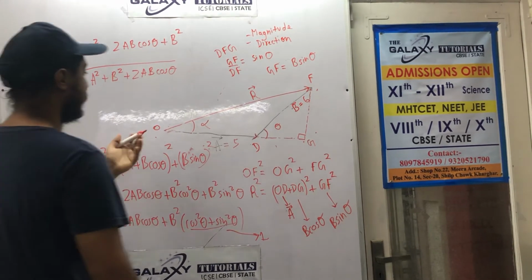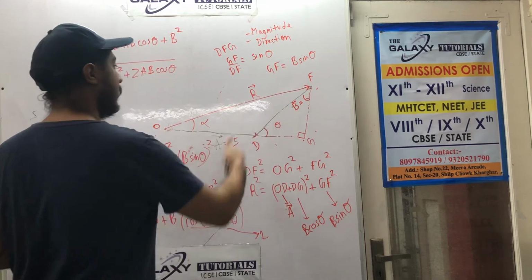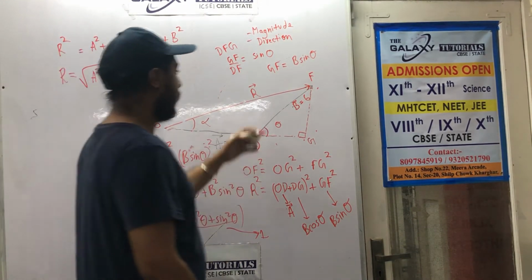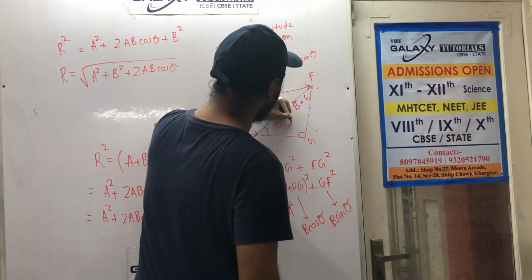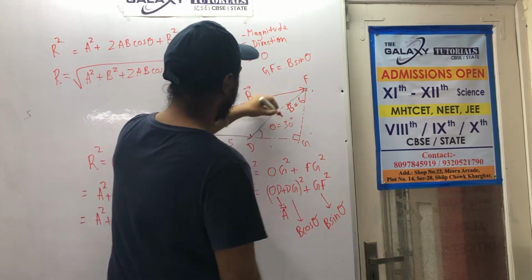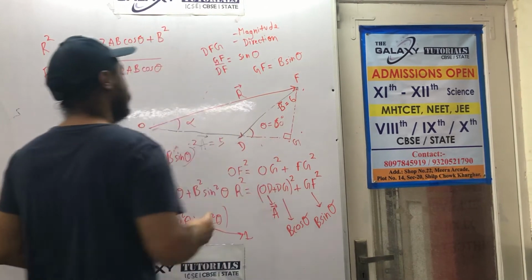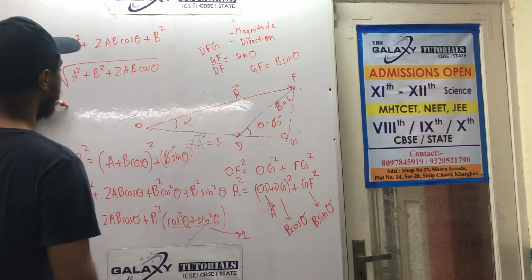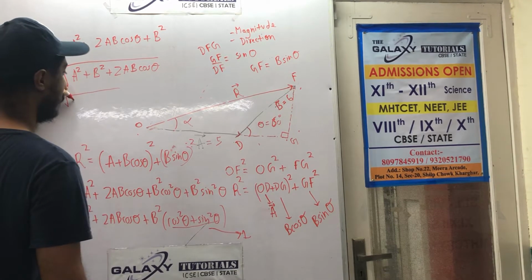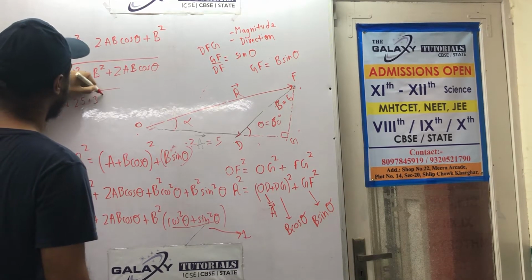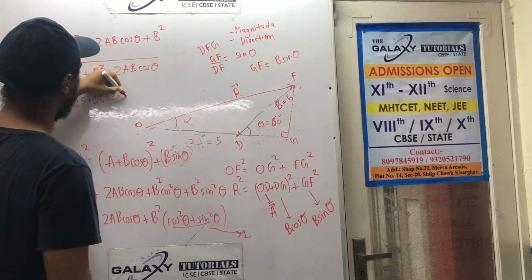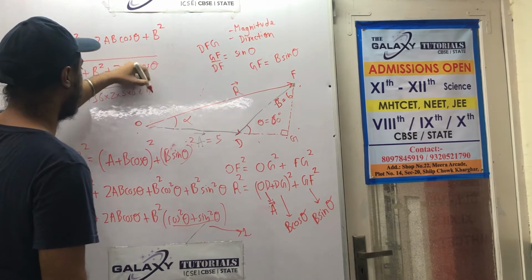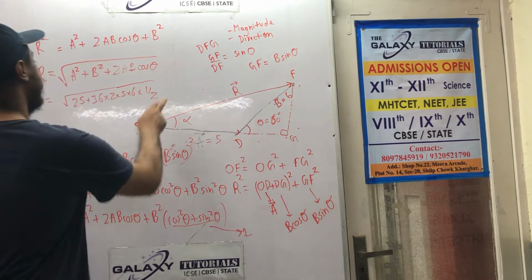Okay, so we had taken the example 5 and 6. Yeah, so we can now solve it. Let's assume that A is equal to 5, B is equal to 6, and I will assume the angle theta is 60 degrees, just for the sake of convenience. So now we can simply put the values in this formula. What will be the values? 5 square is 25, plus 36, plus 2 into 5 into 6 into cos 60, which is 1 by 2. So you can solve this and you will get the answer.